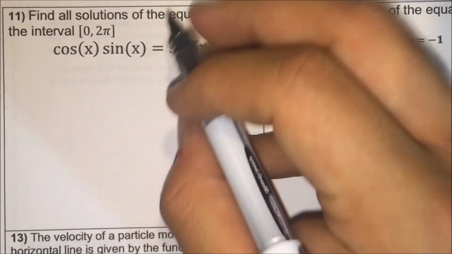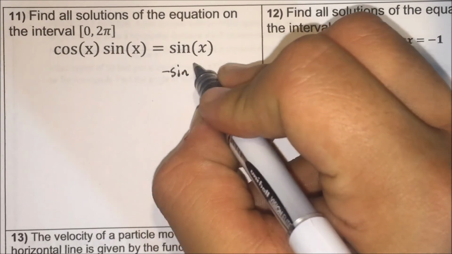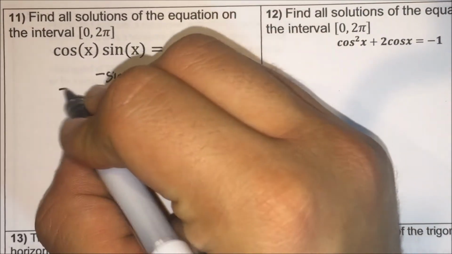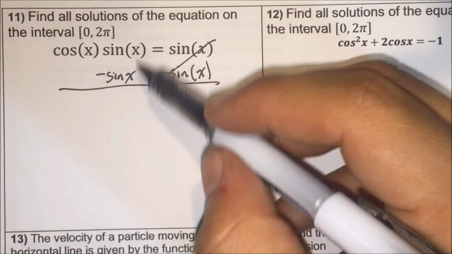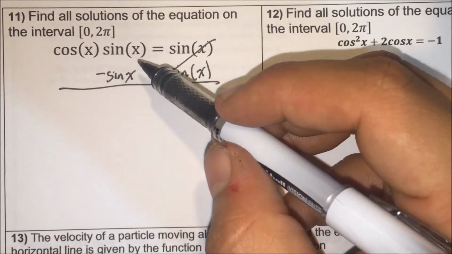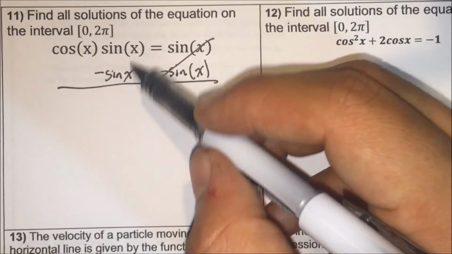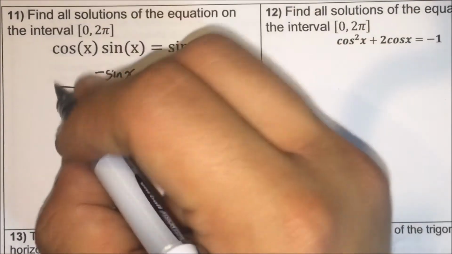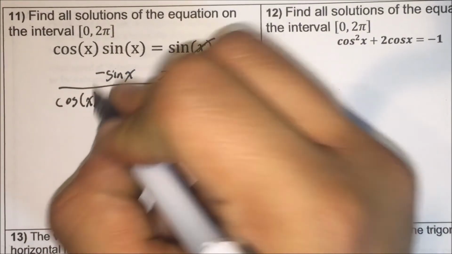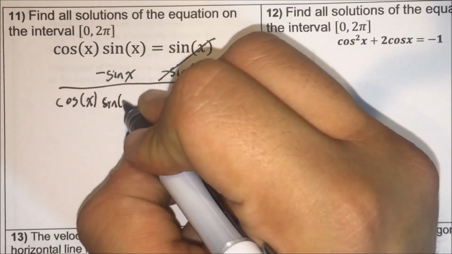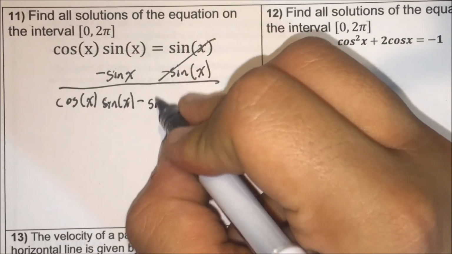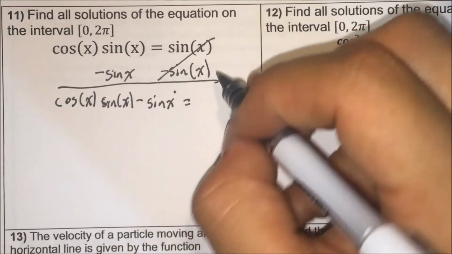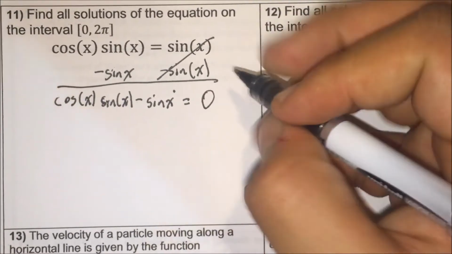We actually want to get everything on one side and get one side equal to 0. So we're going to subtract sine of x on both sides. Now again, a very common mistake here would be to think, oh well, this maybe is getting rid of this sine, but you can't do that because this is cosine times sine, it's not just sine. So you actually have to write this out as cosine times sine minus that sine that we just subtracted. And because there's nothing left on the right side after I've subtracted the sine out, that's just going to be 0.